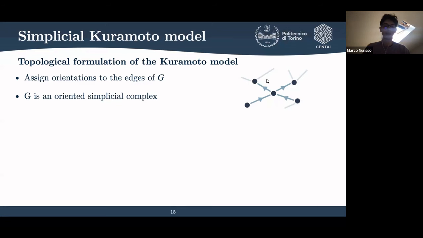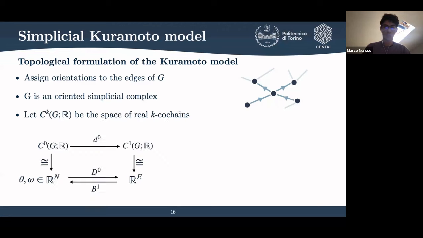And so what you get is an oriented simplicial complex. It is a very trivial simplicial complex because it has no triangles or higher order simplices, but it is nonetheless a simplicial complex. And given a simplicial complex, we have algebraic machinery on top of it.